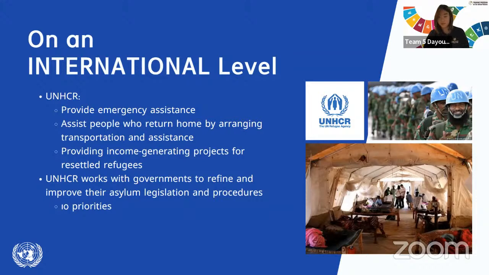In total, they have 10 priorities that they obligate governments to follow. These 10 priorities are reception standards, persons with specific needs, child protection, protection of women, quality asylum procedures, integration, family reunification, naturalization, alternatives to detention, and ending statelessness.